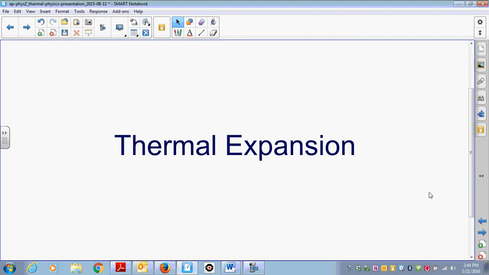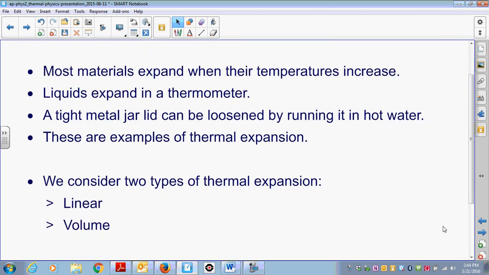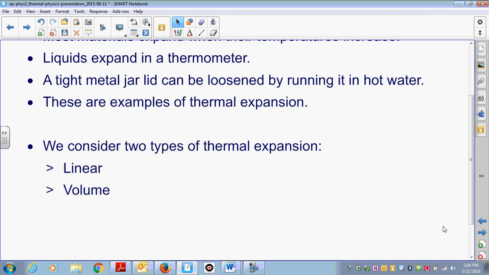In this video, we're going to talk about thermal expansion. Most materials expand when their temperatures increase. Liquids expand in a thermometer. A tight metal lid on a jar can be loosened by running it under hot water. And so these are a few examples of thermal expansion. We will consider two types of thermal expansion, linear and volume expansion.